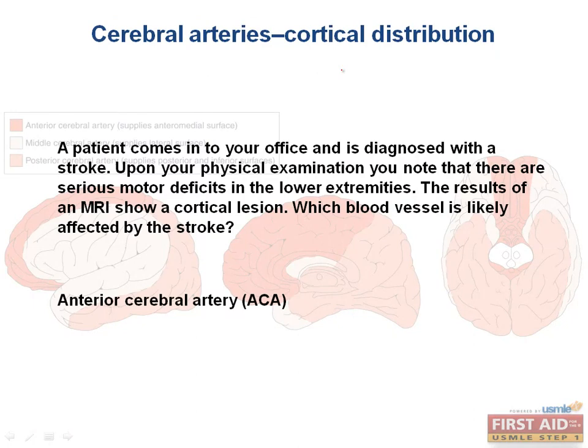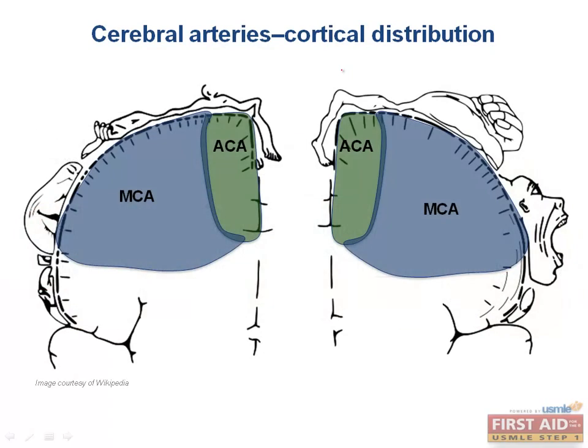Now, because they told you that it is a cortical lesion, you should be thinking about these three major blood suppliers to the cortex, the ACA, the MCA, and the PCA. Now, the key to answering this question, once you've thought about that, is looking at the homunculus. And when you look at it, it becomes clear that the area that supplies the leg is the ACA.